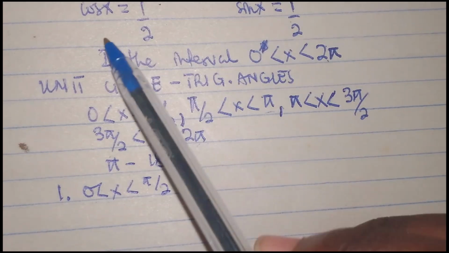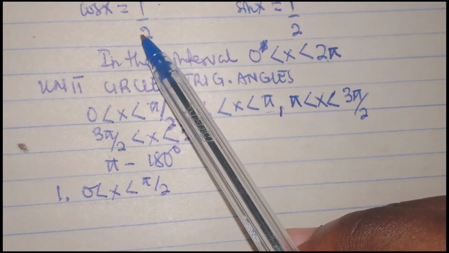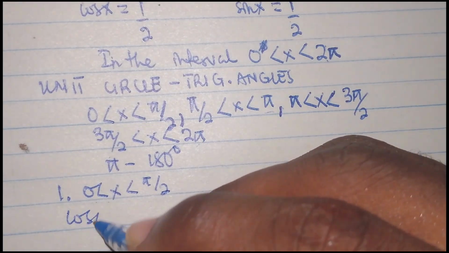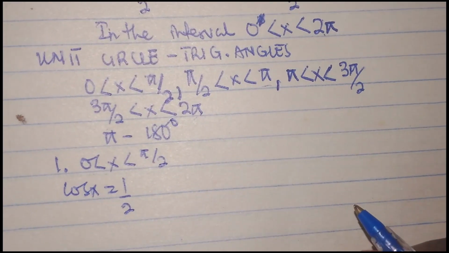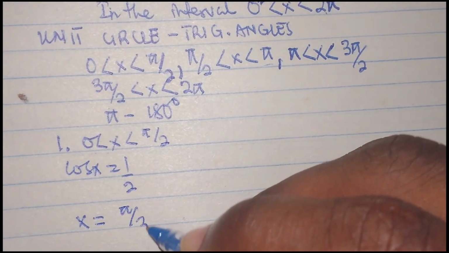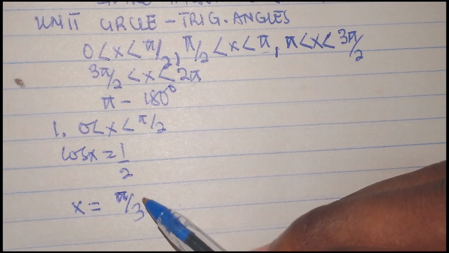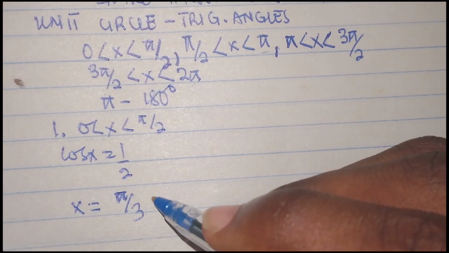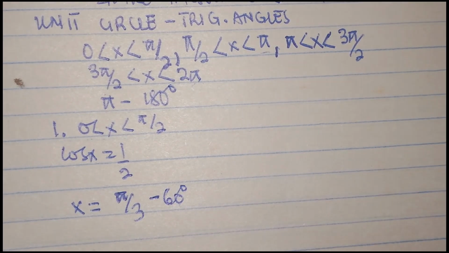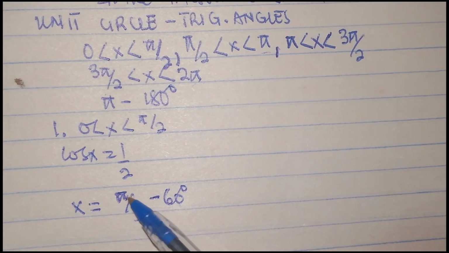Okay, so now if cos x equals half, we all know that x is equal to pi on 3 radians. This pi on 3 is the same as 60 degrees. If you are getting confused, earlier I told you that pi is the same as 180 degrees. So x is equal to pi on 3, and if I divide 180 by 3, you can see that I get 60 degrees.